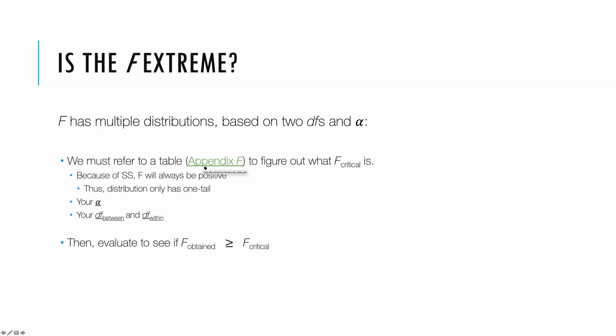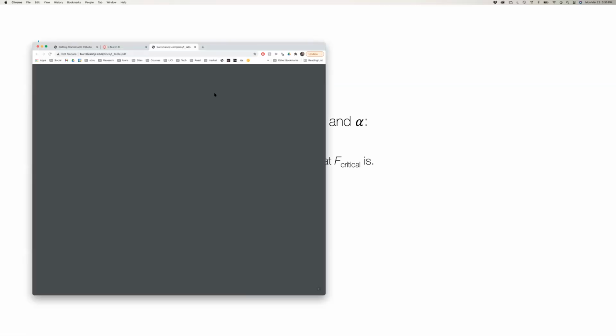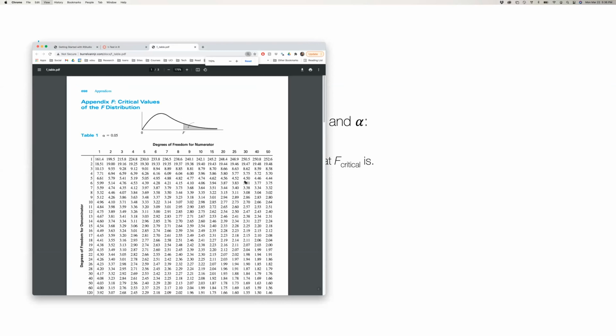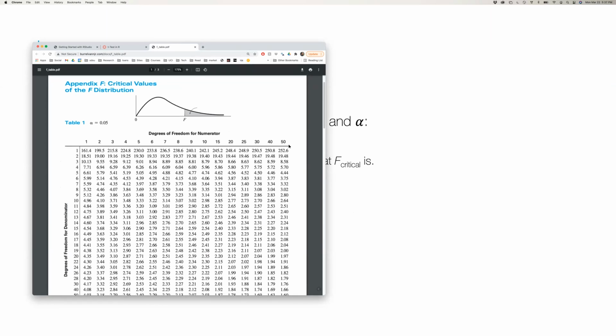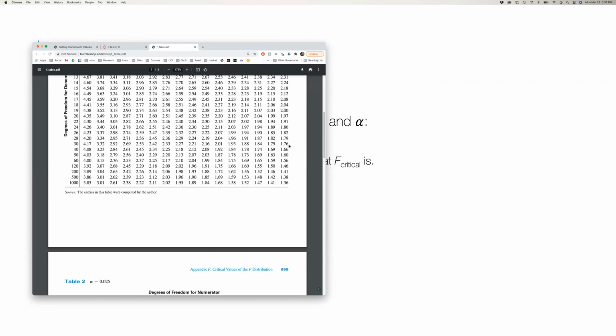So we refer to a table. Have another table here. As we saw in slide number 30, if you want to go back to it, the distribution started at 0 and continued on. So to figure out our critical value, we use this table, we use our alpha and our degrees of freedom between and degrees of freedom within, and see if our obtained is greater. So I'm going to open this up. We have degrees of freedom numerator, degrees of freedom denominator, degrees of freedom between, and degrees of freedom within. We can use this information.